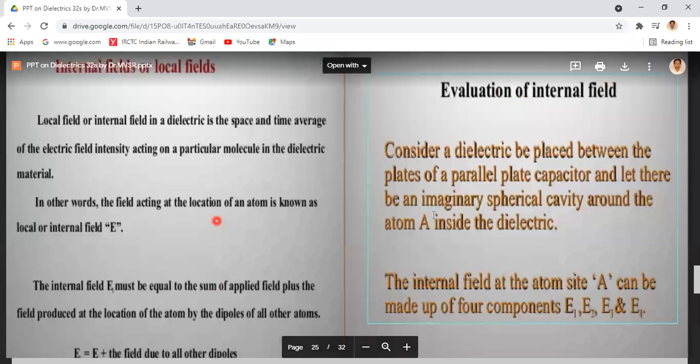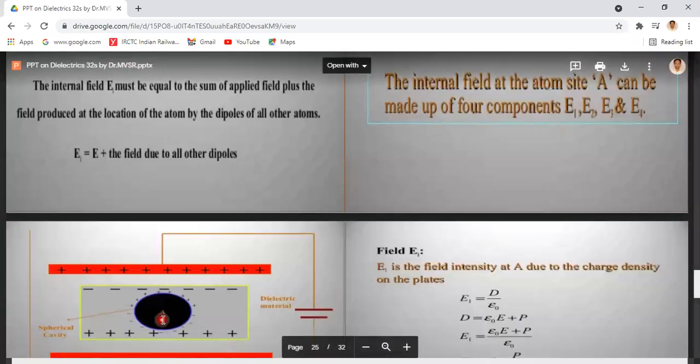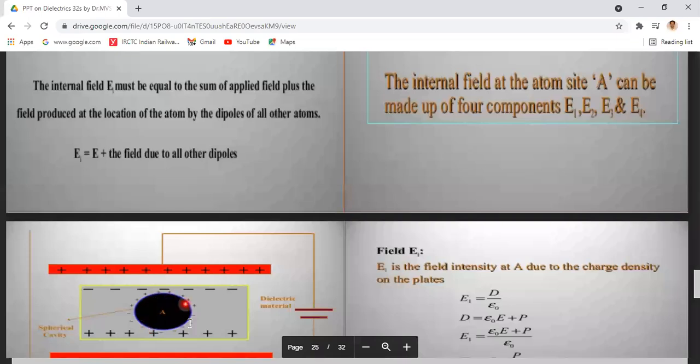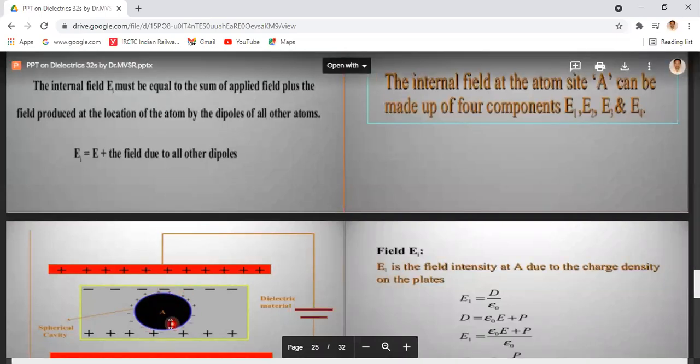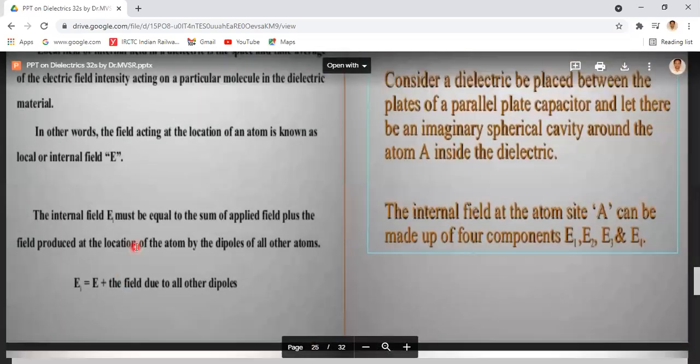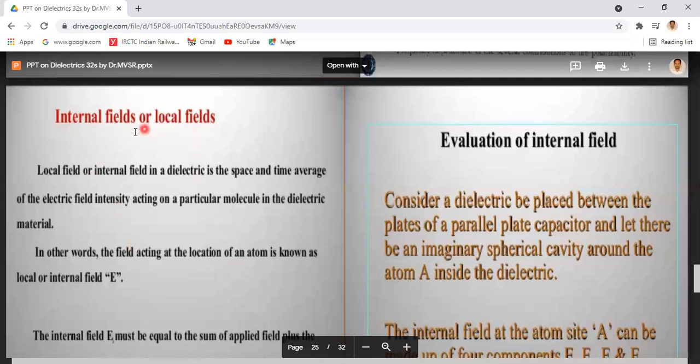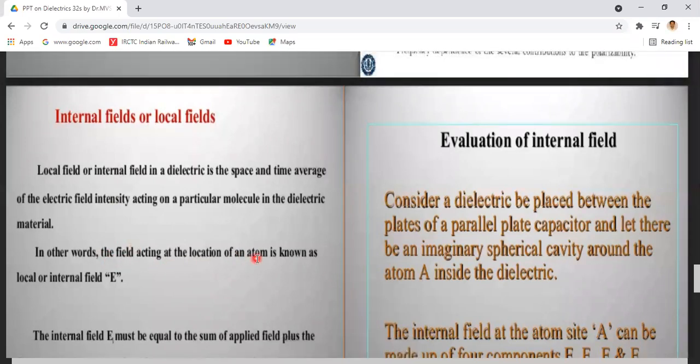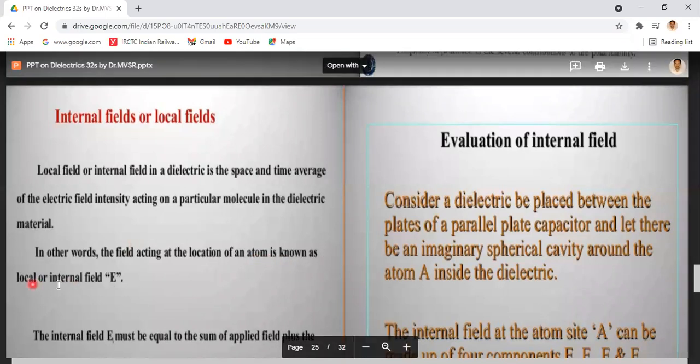Consider a dielectric placed between the plates of a parallel plate capacitor, and let there be an imaginary spherical cavity around atom A instead of the dielectric material. Around this atom A, we consider a spherical cavity. On this atom A, how many fields are acting? That concept is called the internal field or local field, which is defined as the field acting at the location of an atom within the dielectric material.